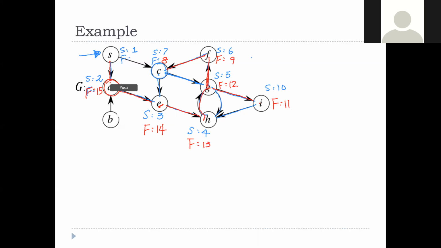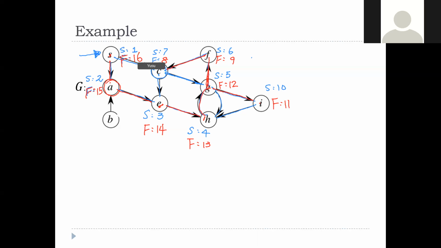We go back to its predecessor, which is S. At S, we do have another neighbor to explore, which is C. But C is already discovered. We discovered it during the processing of A, okay, while exploring A. So then there's nothing we need to do. We come back to S, okay? Now S doesn't have any other neighbor anymore. So the exploration of S is finally done, and the finishing time is 16, okay?